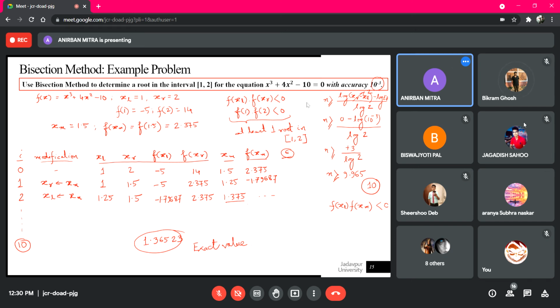Okay, sir. Sir, by numerical analysis, can we find all the 3 roots in this equation? Yes, but you have to run this program 3 times, or you have to solve it 3 times with 3 different intervals. Yes, sir. So we have to increase XL or decrease XR. Yes. In each iteration, you are either increasing the XL value or decreasing the XR value.